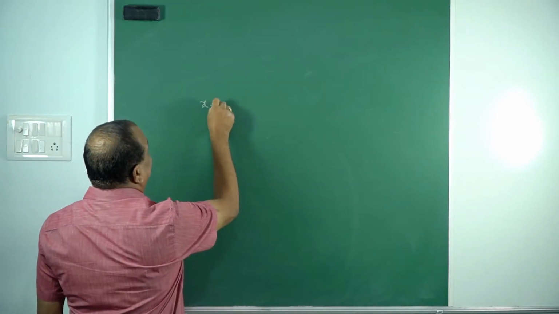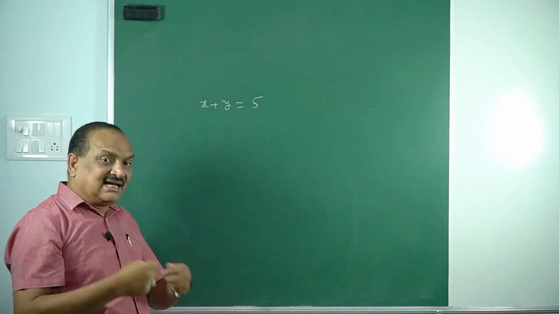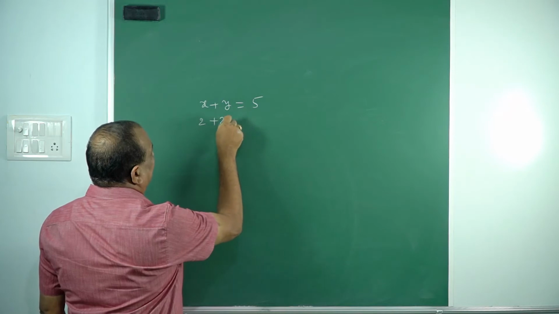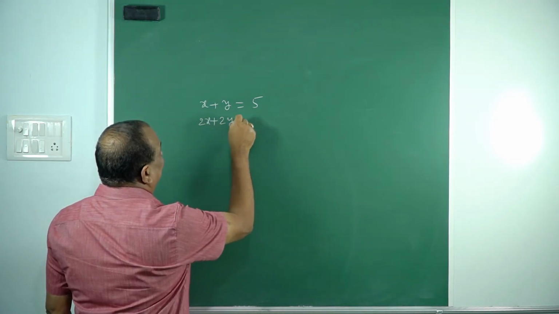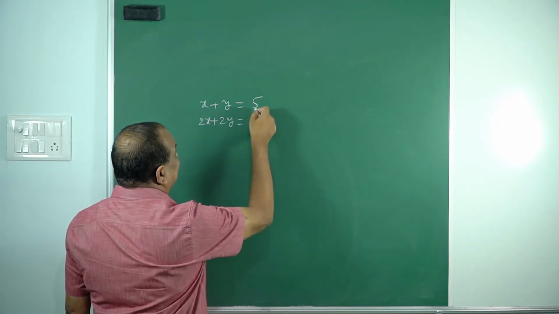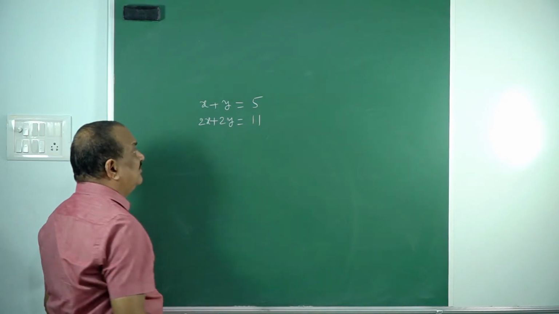You can say this is my first line. Okay, second line I want to draw, and I said, okay, I doubled this one, 2x and 2y, but I am not doubling this one. I am writing something different. I just say twice this is 10, but I am writing some 11.